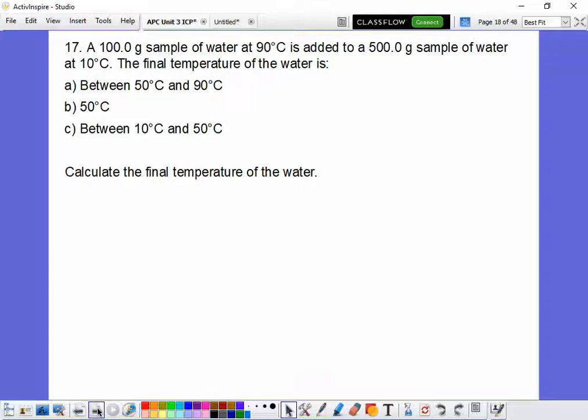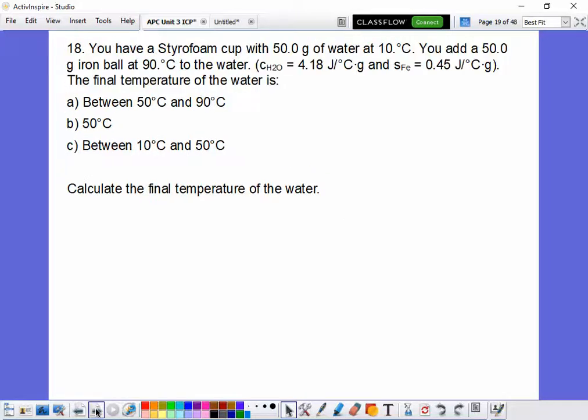In number 17, we couldn't take the straight average because our masses were different. And if you recall, for this one, we had a lot more of the colder water than we did of the warm water. So our final temperature ended up being closer to that colder water. I think it was like 23 degrees Celsius, what we calculated last class.